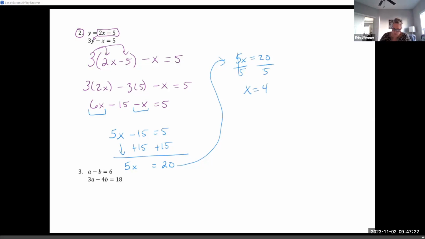I still need y. So we can go back to this original equation because we already had y isolated there. So I'm going to say y equals 2, and I'll plug that 4 in for x. So 2 times 4 is going to be 8. 8 minus 5 is 3. So between those two values, x equals 4 and y equals 3, we get the solution of 4, 3 as our final answer.